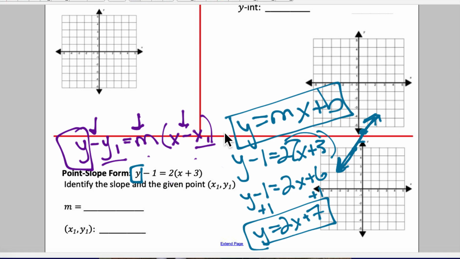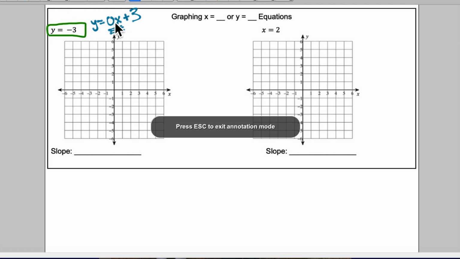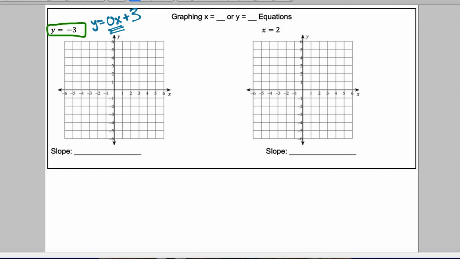The only difference in this video is that you may have an x equals line or a y equals line. So if you have y equals negative 3, you can actually think of that as y equals 0x minus 3, because 0 times anything is 0. So it kind of cancels out the x. So it's basically like a y-intercept of, or sorry, it's negative 3. I screwed up there. It should be 0x minus 3. But whatever.